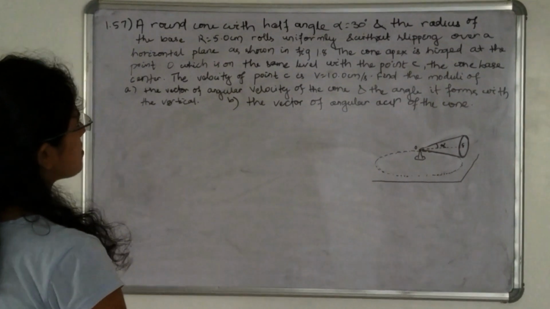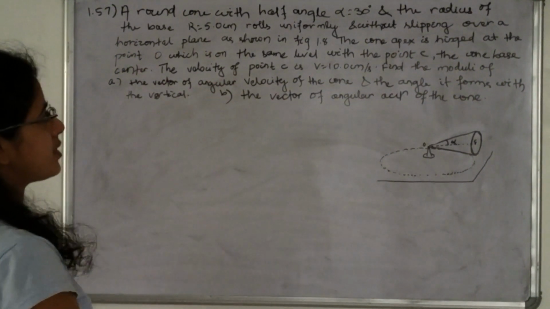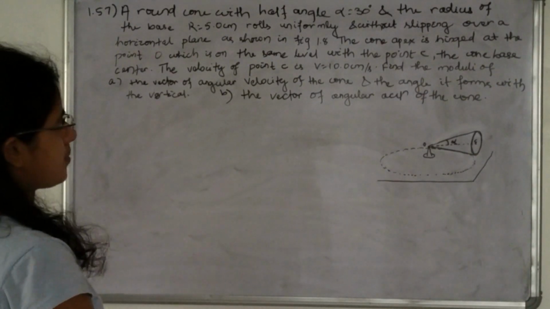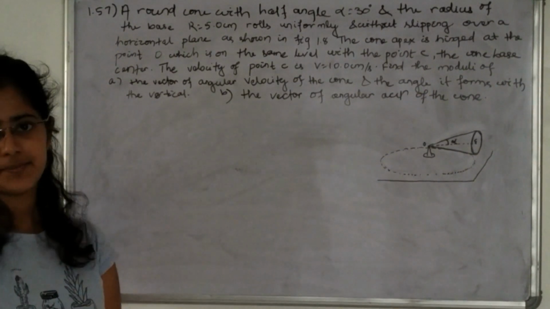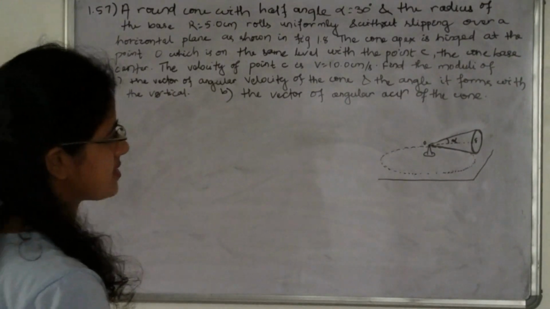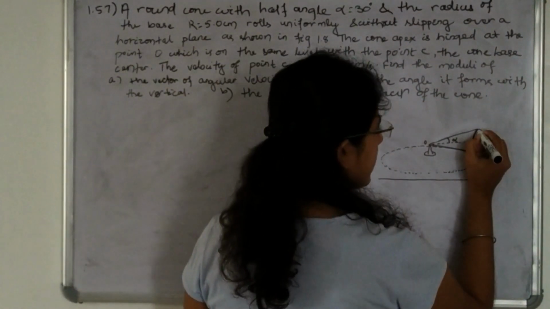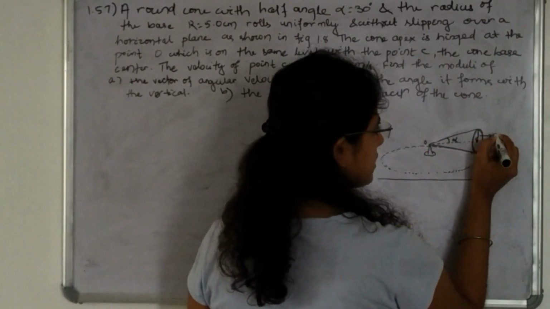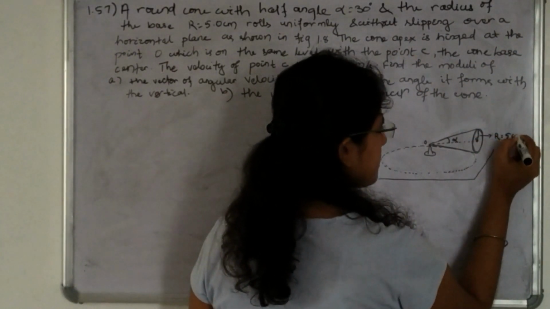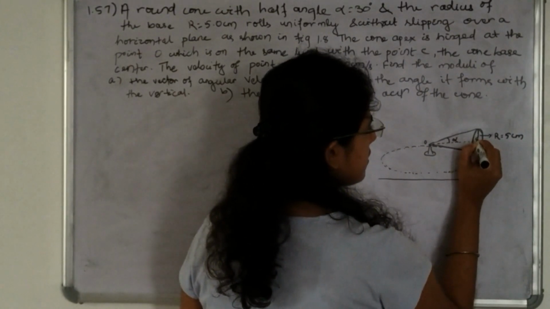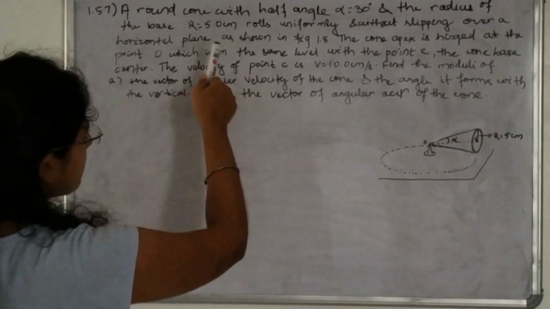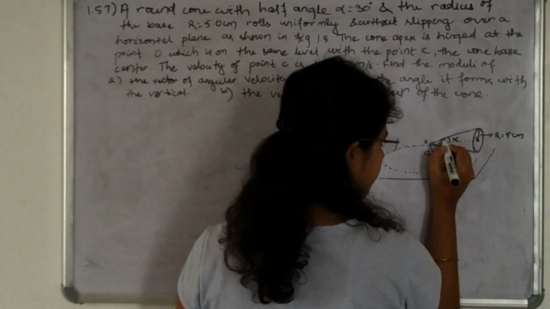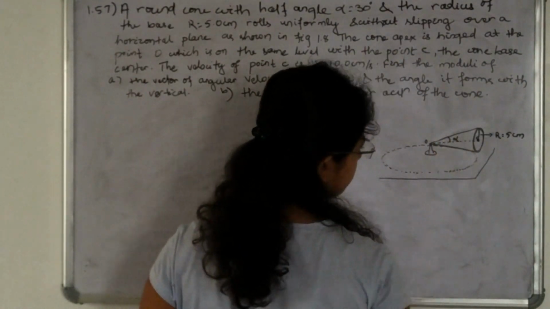A cone with half angle alpha equal to 30 degrees, and the radius of the base r equal to 5 cm, rolls uniformly and without slipping over a horizontal plane as shown in figure 1.8. So here is the figure 1.8. You can see this is the radius of the cone, which is r equal to 5 cm, and it is said that the half angle alpha is equal to 30 degrees. So this total angle is 2 alpha and this angle is alpha.